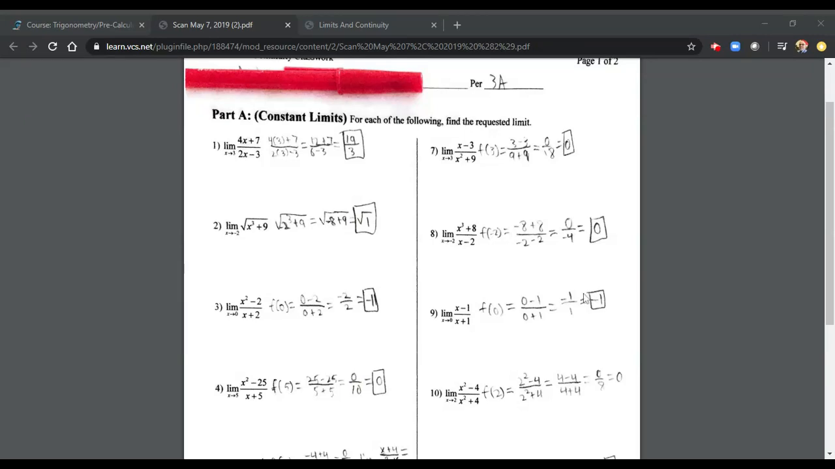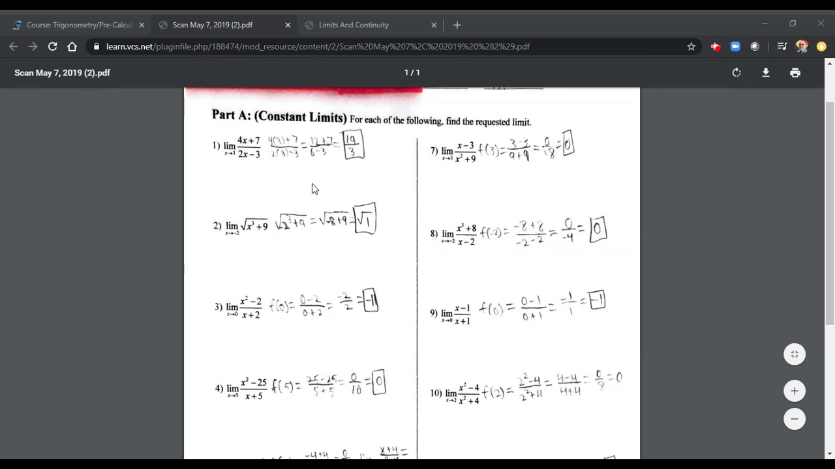All right, let's take a look at the in-class worksheet. For each of the following, find the requested limit. Limit as x approaches 3 of (4x + 7) over (2x - 3). Well, that equals 4 times 3 plus 7 over 2 times 3 minus 3, which is 12 plus 7 over 6 minus 3, which is equal to 19/3.